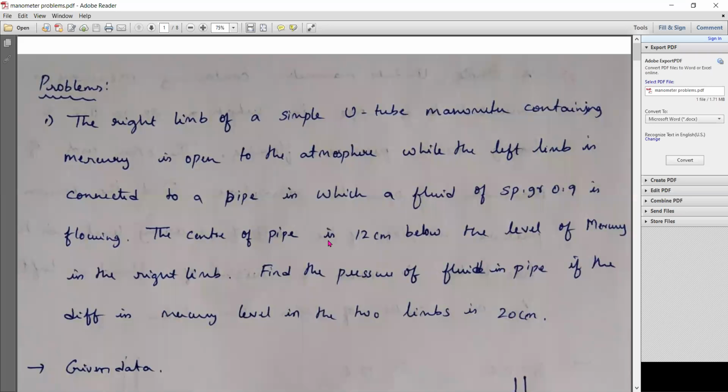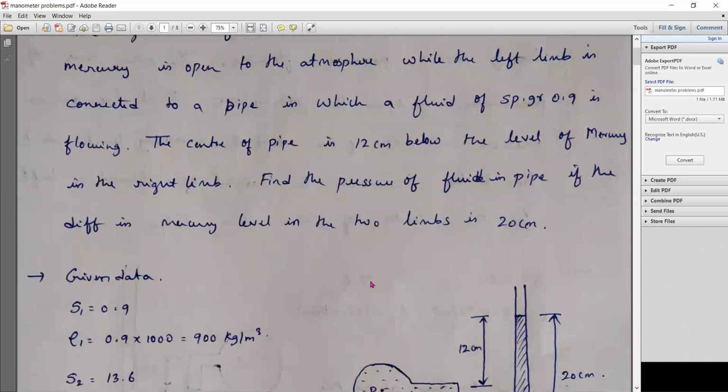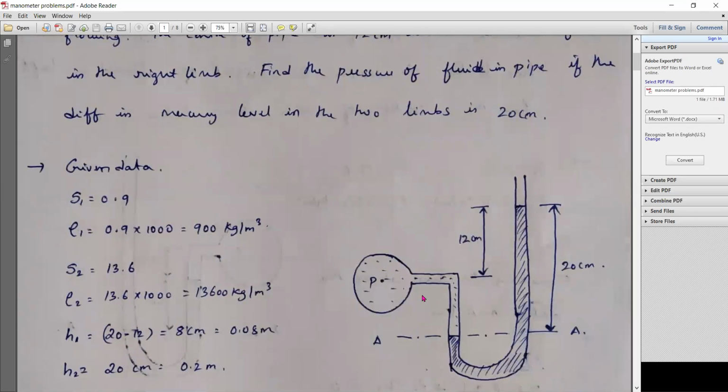So what is he telling? The center of the pipe is 12 centimeters below the level of mercury in the right limb. So I'm showing the figure to understand. See here. This is a pipe where we are connecting your U-tube manometer. This center of the pipe, this one, is at a height of 12 centimeters below the mercury level in the right limb. So the mercury level is above, and 12 centimeters below it we have this pipe. That is the meaning here.